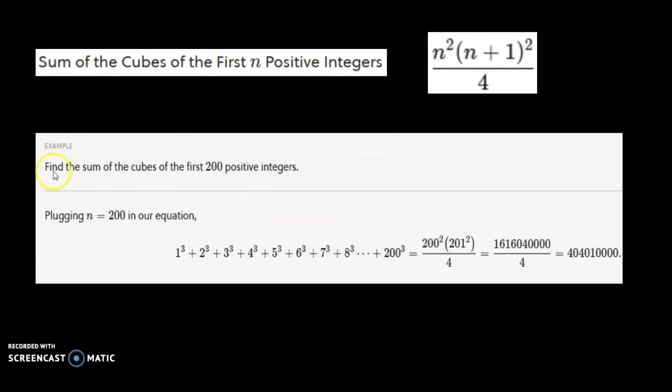So the example is to find the sum of the cubes of the first 200 positive integers, and n is 200, and what we have to find is 1 cube plus 2 cube plus 3 cube up to 200 cube. So we know the formula. Just put n equals 200. So it's 200 square into 201 to the power 2 divided by 4. So after solving it, you will get the answer.